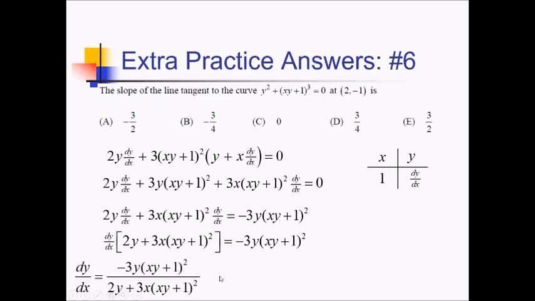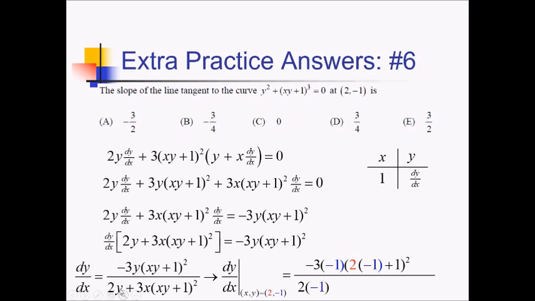At this point, we haven't done enough work. We still need to plug in 2 comma negative 1. So let's go ahead and do that. In the numerator, I've got negative 3 times the y value, negative 1. And I've got in parentheses the x value 2 times the y value, negative 1, plus 1, squared. And then downstairs I have 2 times my y value of negative 1, plus 3 times the x value 2. And then basically the same parentheses up here, 2 times negative 1 plus 1, squared.